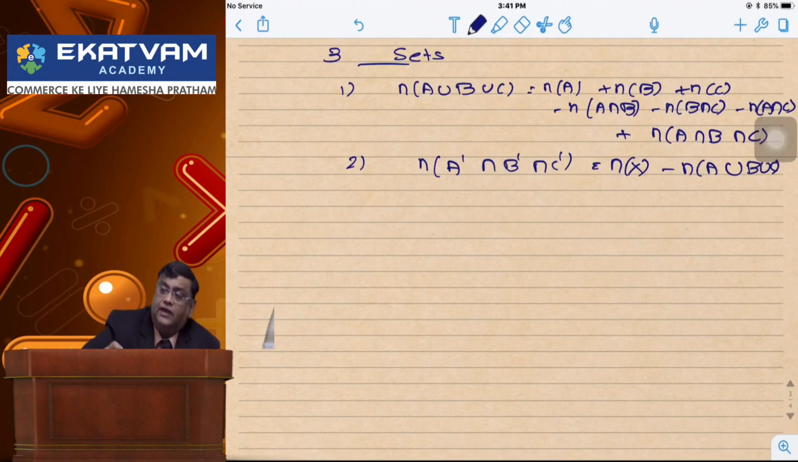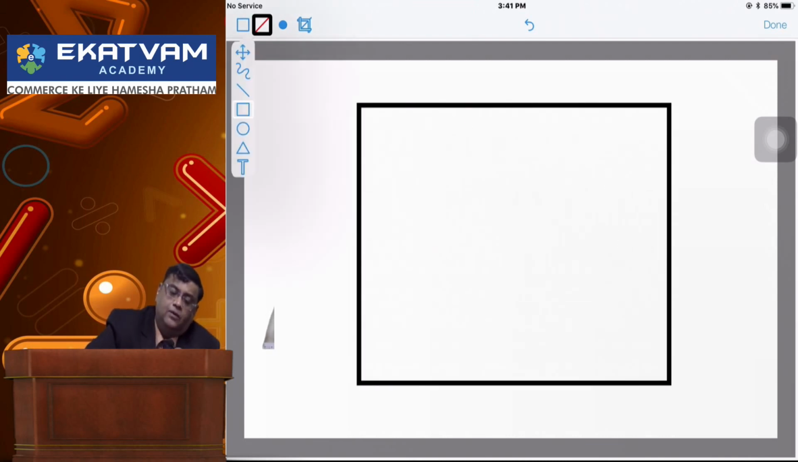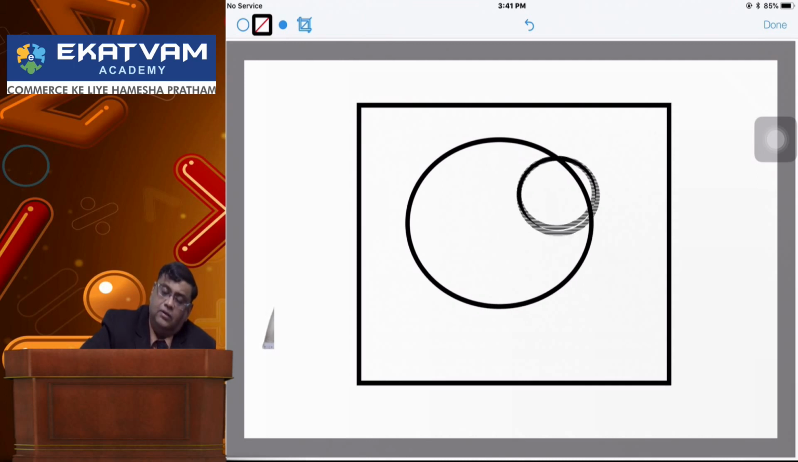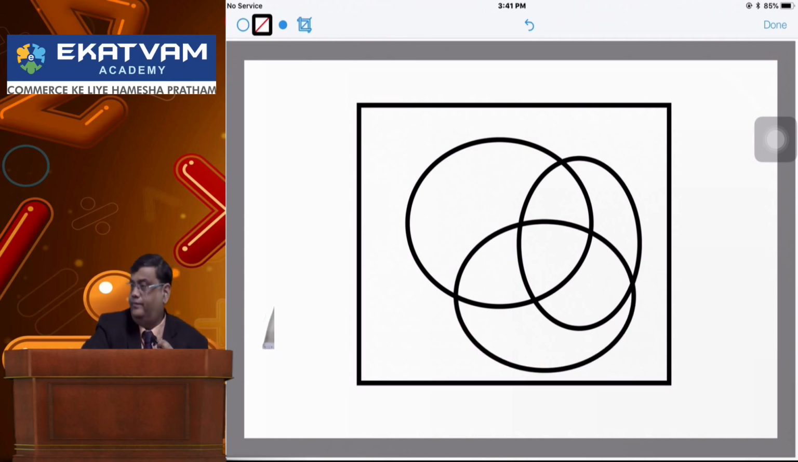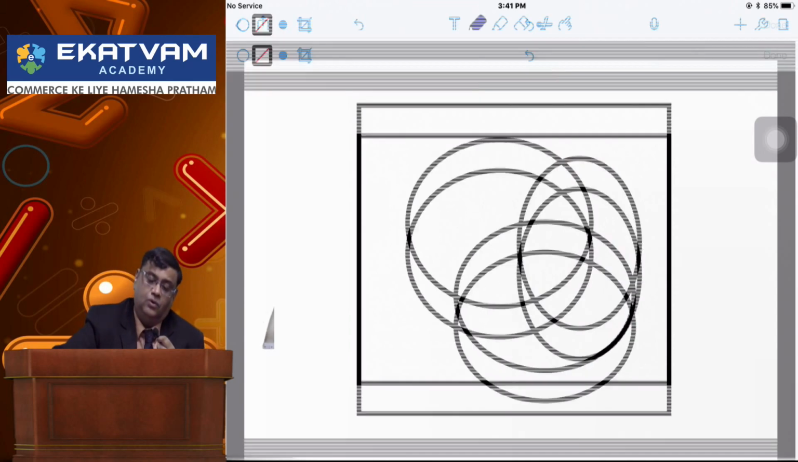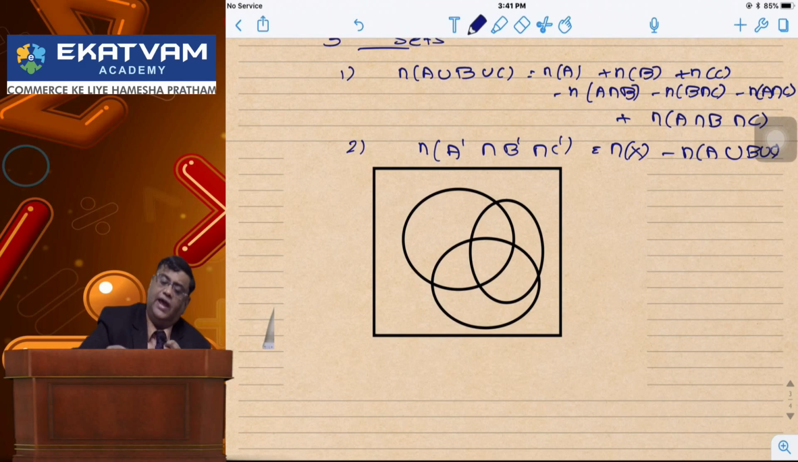that if I draw the normal diagram that we used to draw earlier, I draw it again, I don't mind. Look, I consider this as the universal set, this as the set A, this as the set B, and this as the set C. In case of three sets, it's very important to understand the diagram. I give the numbers to them. See the numbering.